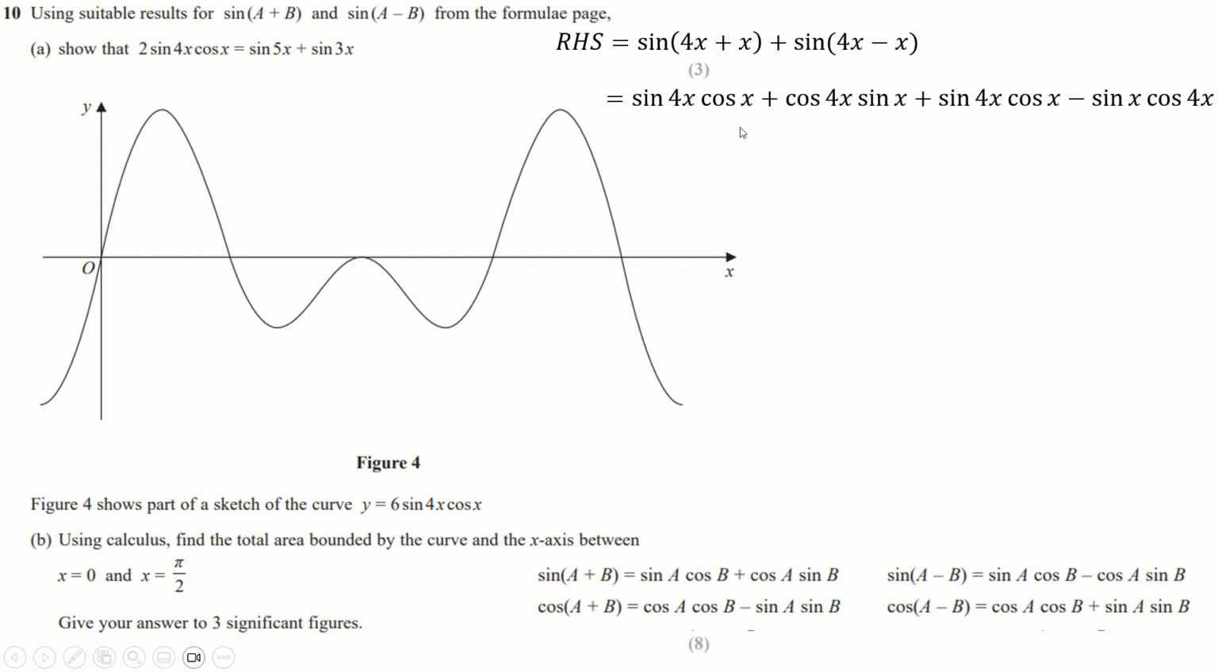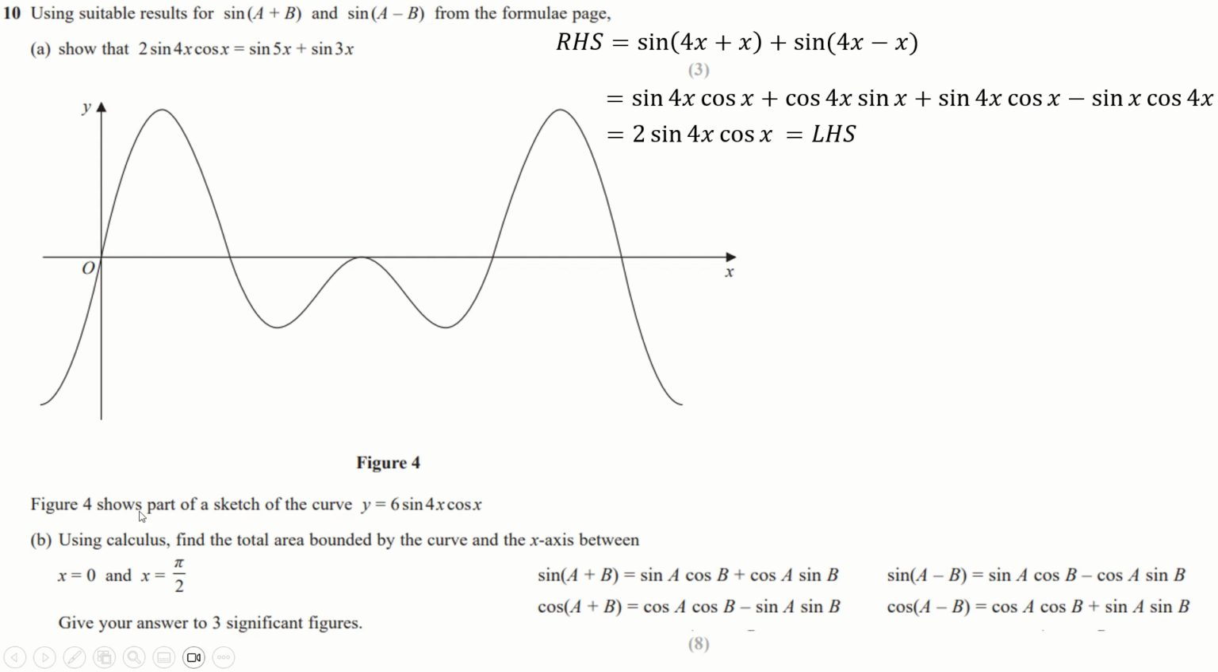So that's just the first half, I think. And then this half, again, using this formula here this time, replace the a's with a 4x and the b's with an x. And you get this. And very nicely, this cancels straight away with this. And you just get 2 lots of this thing, which is the left-hand side, which is very nice and easy.